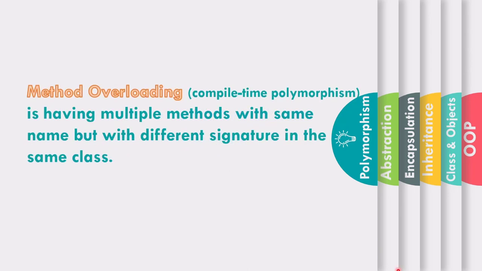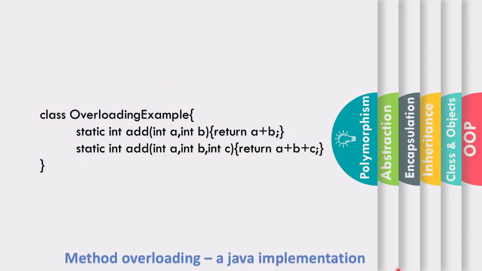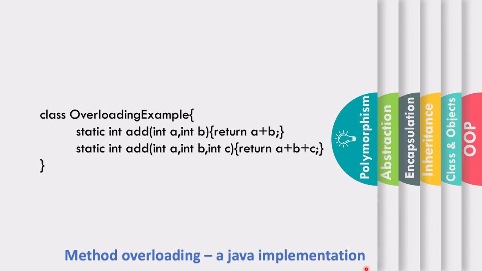Method overloading is called compile time polymorphism, which is having multiple methods with the same name but with different signatures in the same class. This is an example of method overloading. The add methods have different method signatures. The method signatures can differ in their data types also.